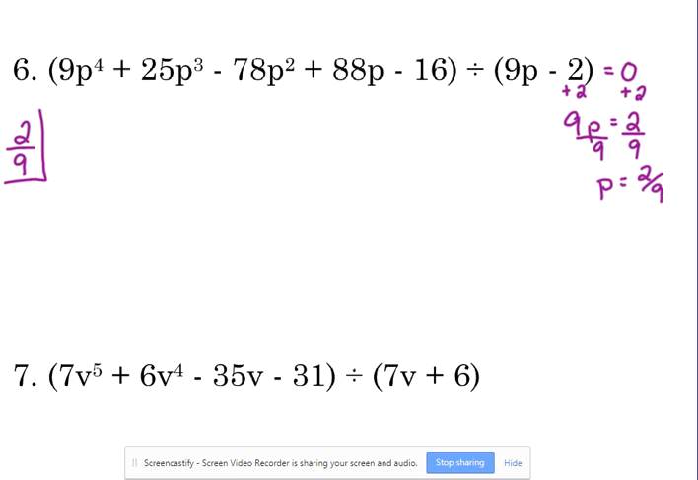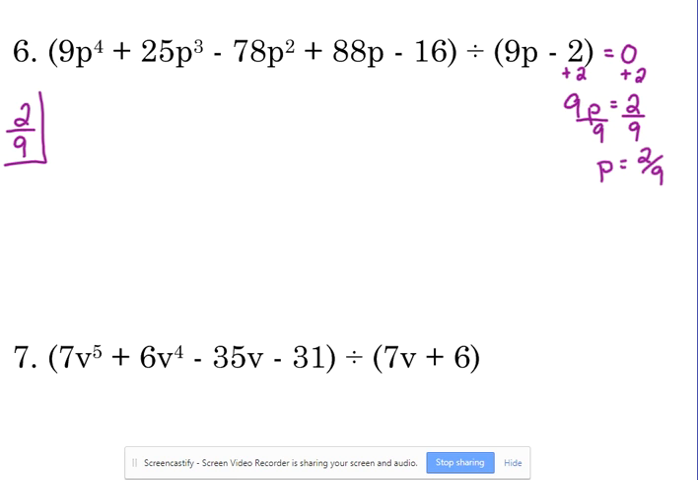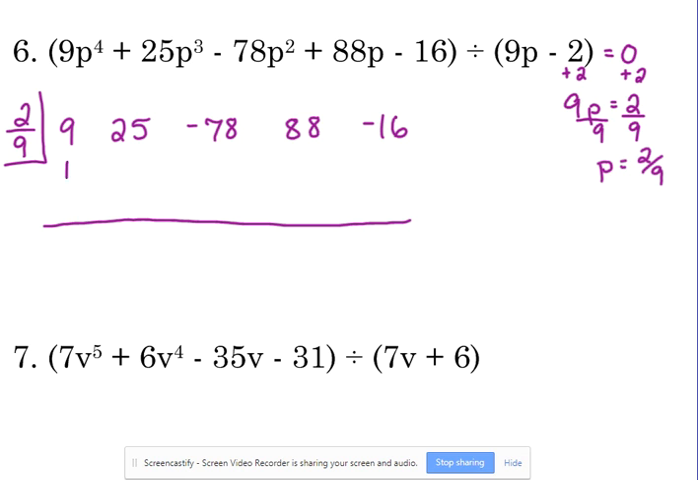So we're going to have to deal with some fractions. So since I made that mistake on the last problem, let's check to make sure we're in standard form and not missing any terms before I just start writing stuff down. All right, p to the 4th, p cubed, p squared, p, constant. Okay, we're good. So 9, 25, negative 78, 88, negative 16. So we bring down the 9.